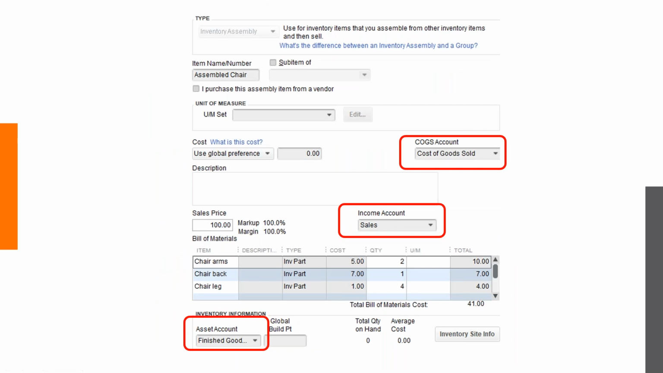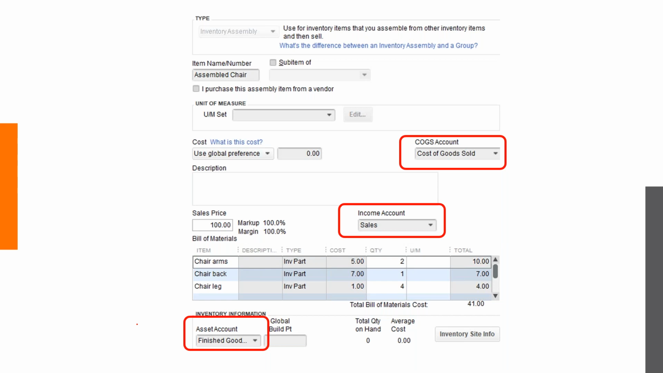So notice I switched screens. This is my finished chair. So now I've got my chair here. I'm making a chair. Here's the bill of materials for it all. Same thing. I need a cost of goods sold account. I need an income account. And now whenever I add to or take away when I build a chair, that's going to actually be in my finished goods inventory so that I can distinguish it between my raw materials.